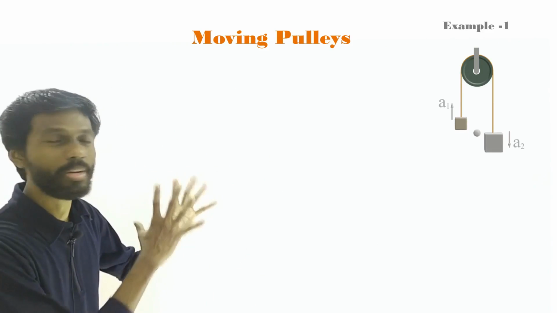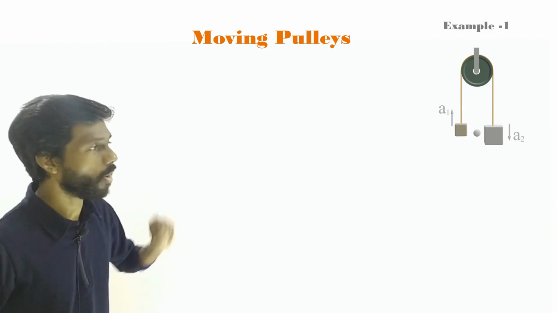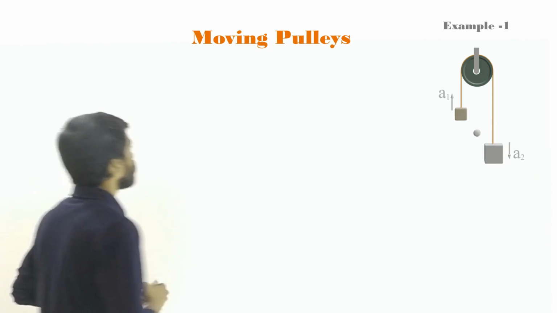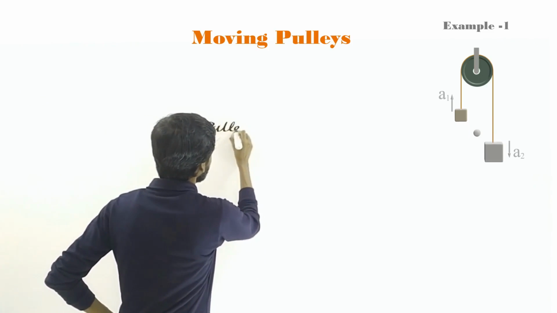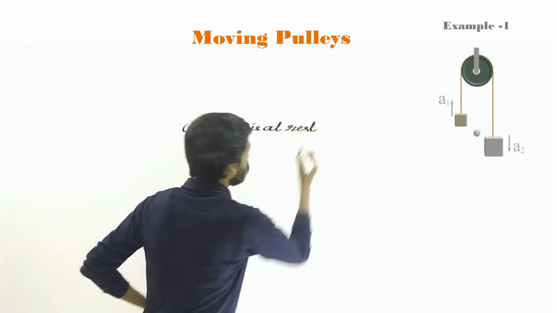The first example is the simple Atwood machine: a pulley and two blocks attached to it. Suppose that is the first case, when the pulley is at rest. So when the pulley is at rest, that is a simple case which we have already done.